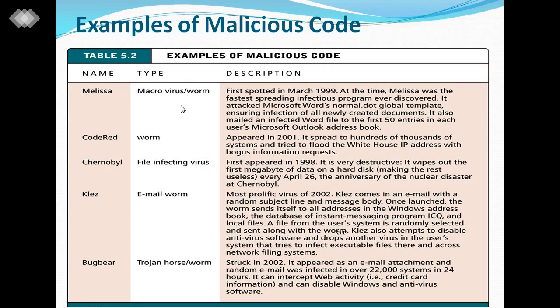So we have a little bit of awareness about the macrovirus, worm, file infecting viruses, some email viruses, Trojan horse and worm. Here is when they appeared: one appeared in 2001, macrovirus appeared in 1999, and the file infecting virus first appeared in 1998. The email worm appeared in 2002 and the Trojan horse in 2002. So here are the descriptions related to our malicious code.